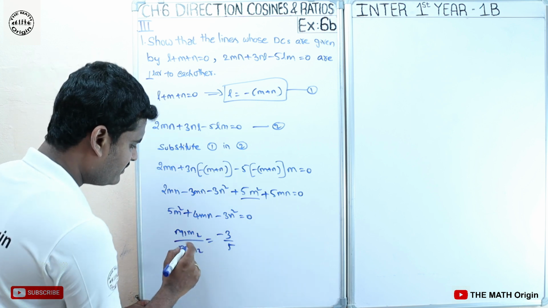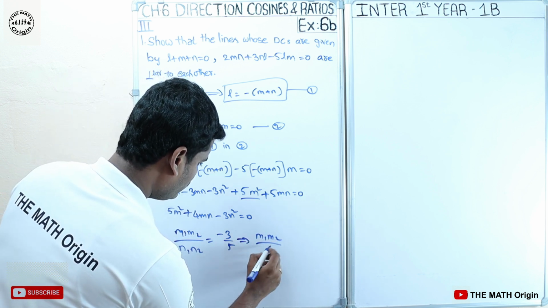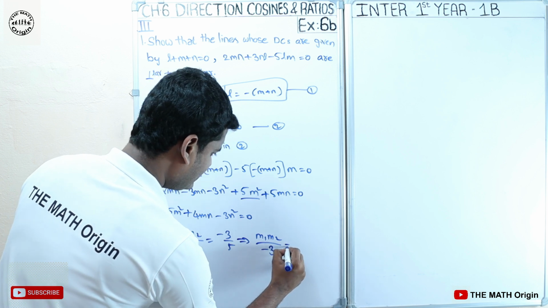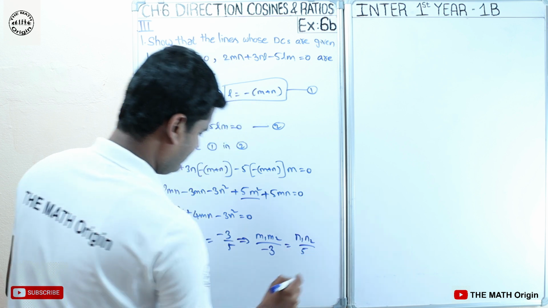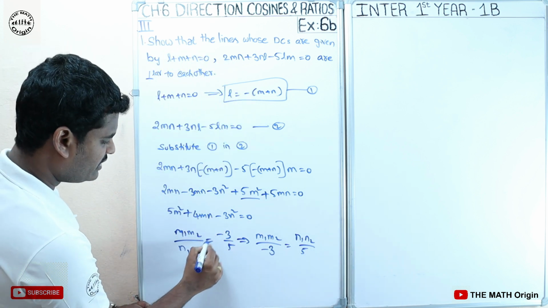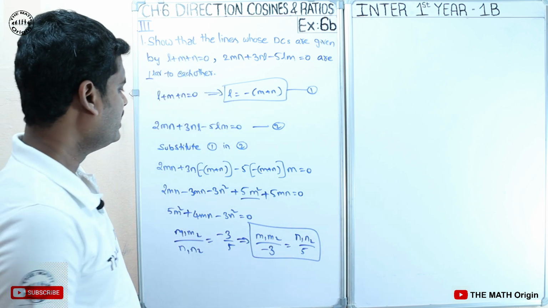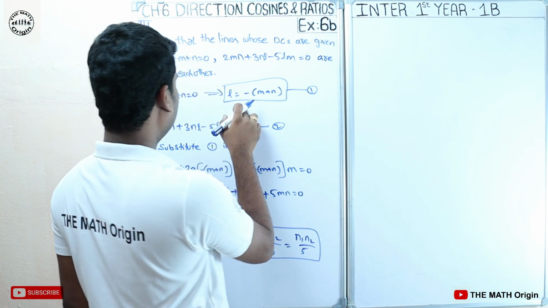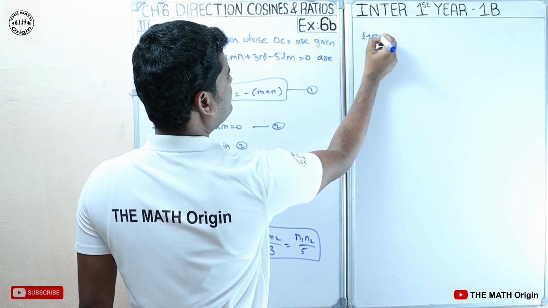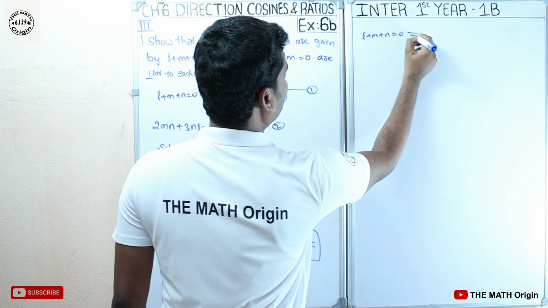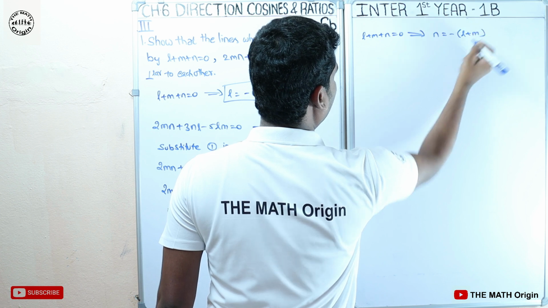Therefore, from this I will write it as m1 m2 by minus 3 equals n1 n2 by 5, by doing cross multiplication. Okay, we got an equation. Now let's see, from the equation L plus m plus n equals 0, I will take n equals minus of L plus m.